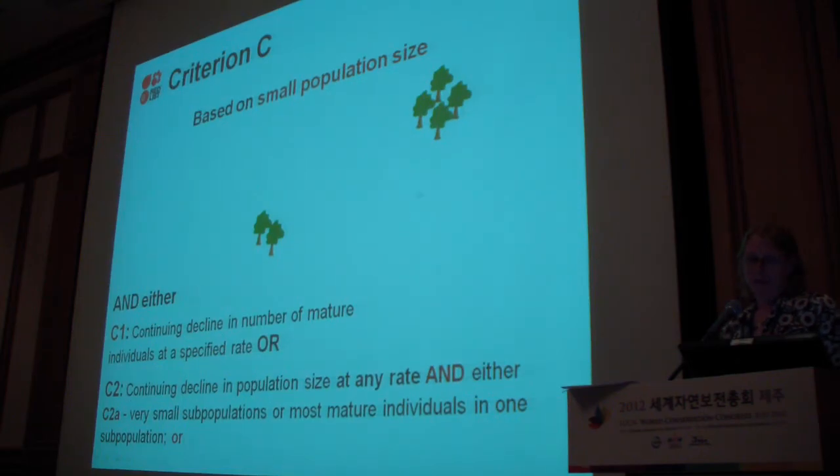Now I've done this in the example because for criterion C2, you need to have some kind of information about the structure of the population. First of all, you meet the population size threshold, then you know there's continuing decline, then you have to be able to say something about the structure of the population. So you need to know whether all of the subpopulations are very small, which in this case they are, or that most of the mature individuals are in just one subpopulation. So in this example, both apply.